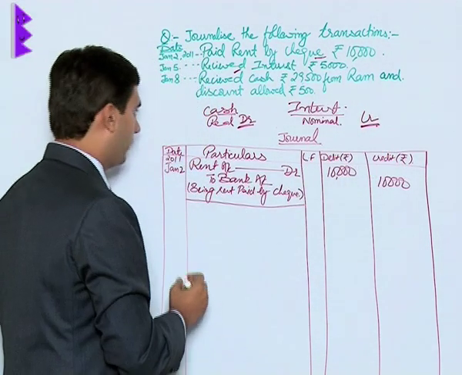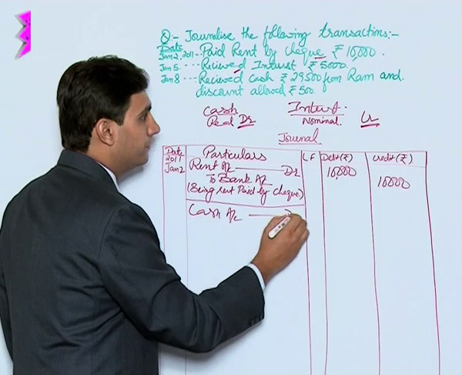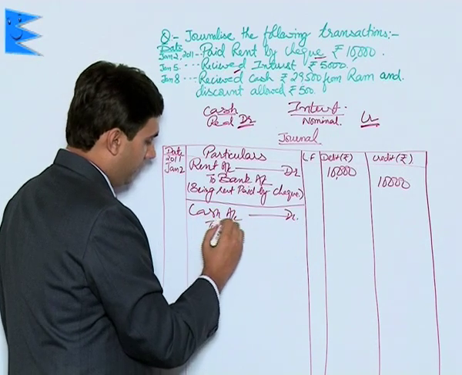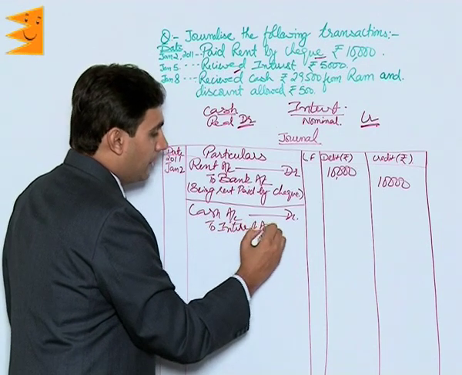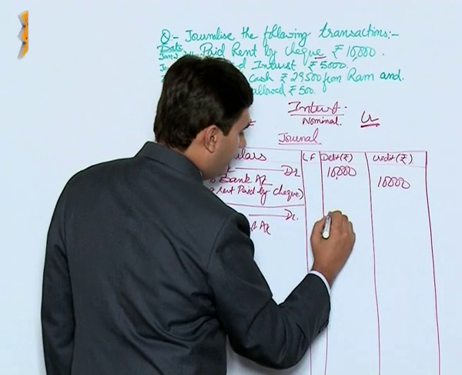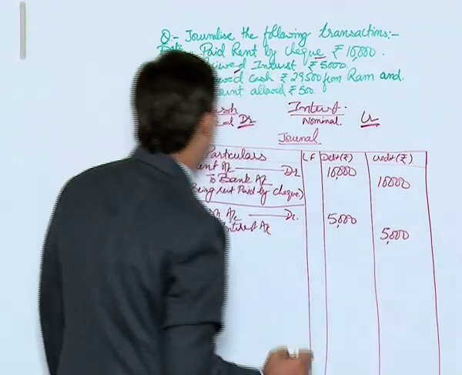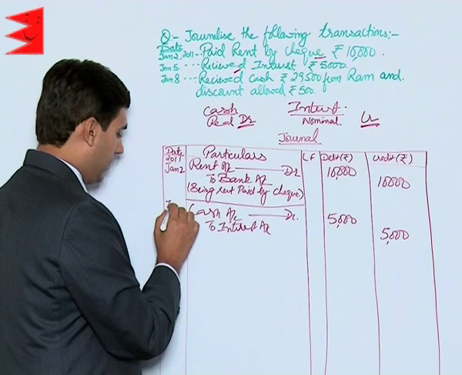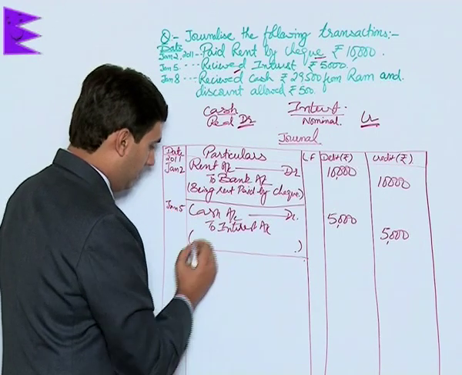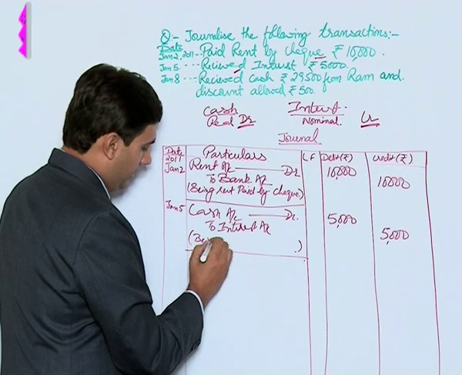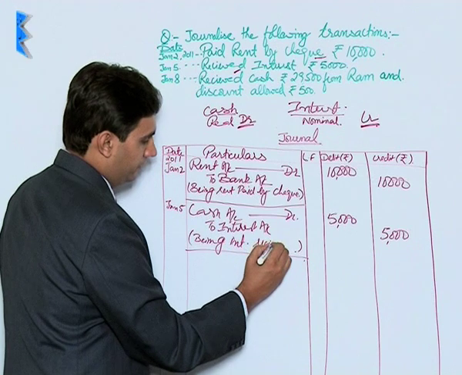So the entry would now appear as cash account debited to interest. The amount would be 5,000. Do mention the date as well, January 5th, and the narration. The narration would be being interest received.